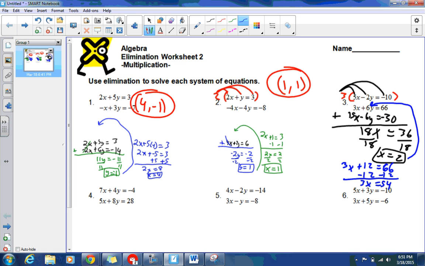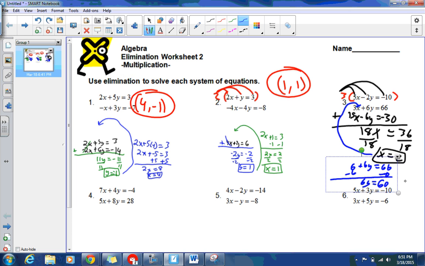Oh, I did this wrong. I have to plug in for the x, not the y. Let's undo all that. X equals 2, so we'll plug it in for the x. So 3 times 2 is 6, plus 6y equals 66. Subtract 6, you end up with 6y equals 60. Then we can divide both sides by 6 to get y equals 10.